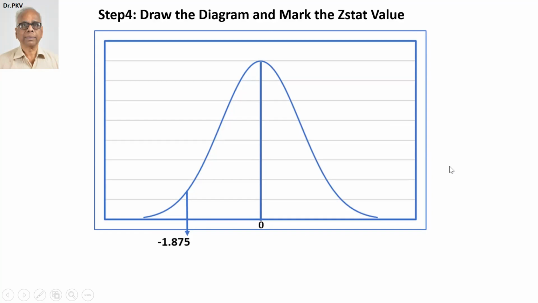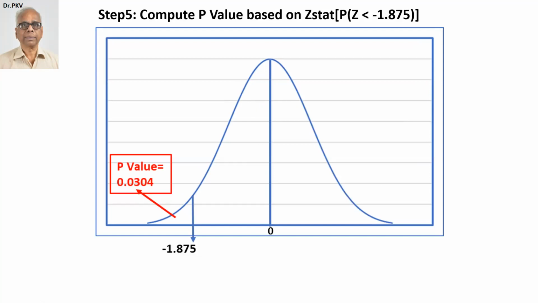The fifth step is to compute the p-value based on z-stat: the probability of z less than minus 1.875, which is the computed z-stat. We are getting this value here as 0.0304. Now, how do you get this value?